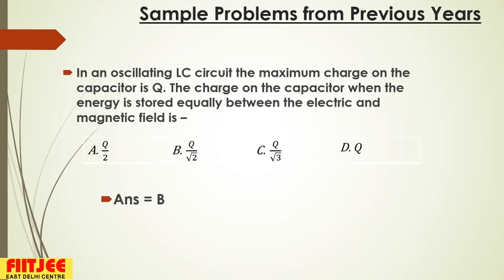Here it is clearly given that energy is stored equally between the electric and magnetic field. So (1/2)Li² = q²/2C. Now we know the sum of this energy will be equal to Q²/2C. So from this we can write small q²/2C = capital Q²/4C. If we solve this equation, we get small q = capital Q/√2. So option B is the correct answer.